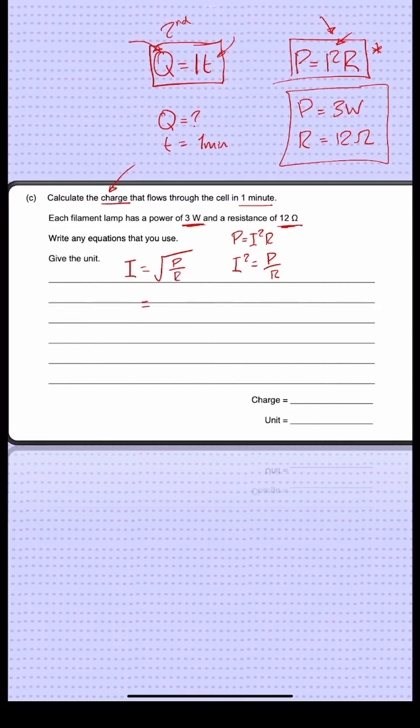This will give current. We do need to convert the time, but we'll do that when we use that equation. We don't need to do that right now. So let's put those numbers in. Square root of power, which is 3, 3 over 12, and then square root it. Can someone do that in a calculator and tell me what that gives? I don't have the calculator on me, so I'm going to have to ask you guys to do it. So you've got 2. I don't think 2 is right for the current. 0.5. Yeah, I think it's 0.5. So the answer is 0.5 amps.